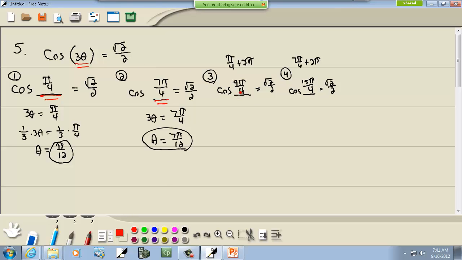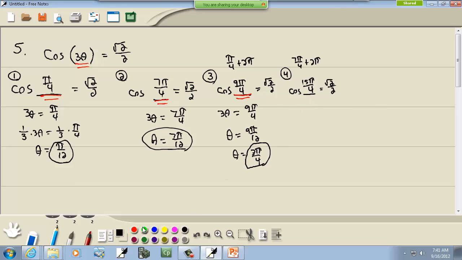And again, we take 3 theta, we set equal to each one of these. So I said 3 theta is equal to 9 pi over 4. Multiply both sides by 1/3, and we get 9 pi over 12, which is 3 pi over 4. That's our third answer.